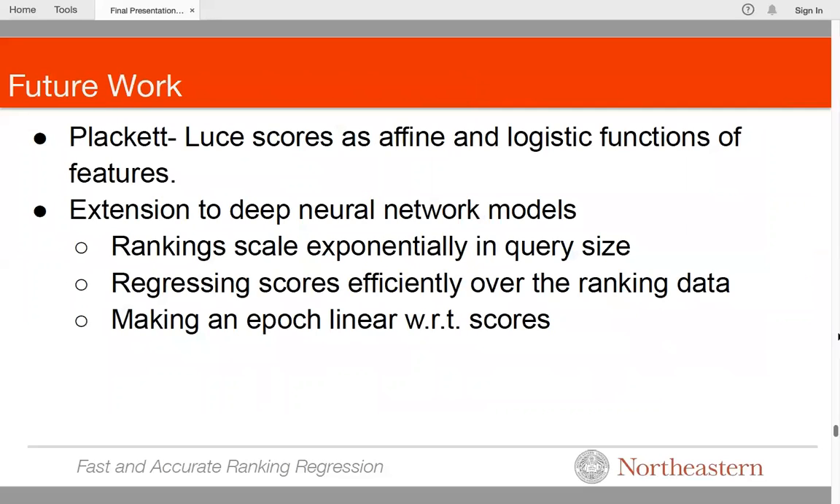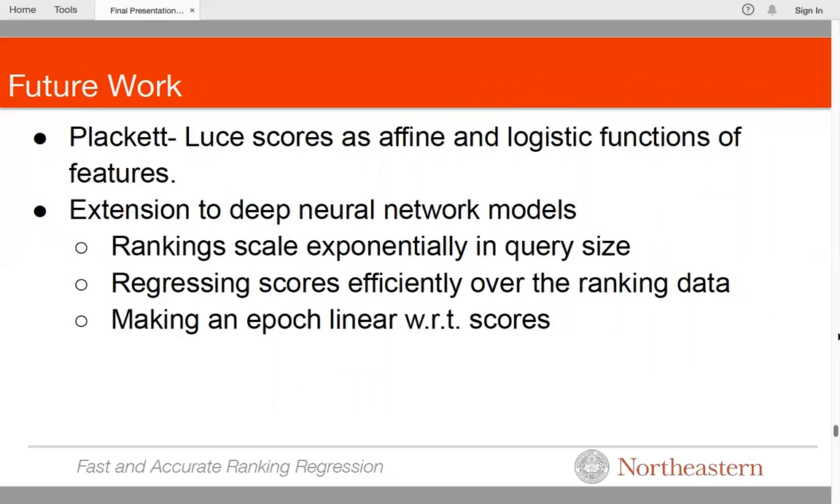So in this paper, we propose a very efficient spectral algorithm to learn Plackett-Luce scores as affine and logistic functions of sample features. This can immediately be expanded to deep neural network models and would realize the following speed advantage.